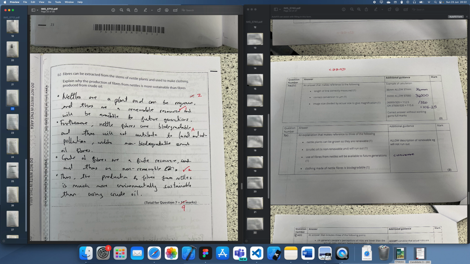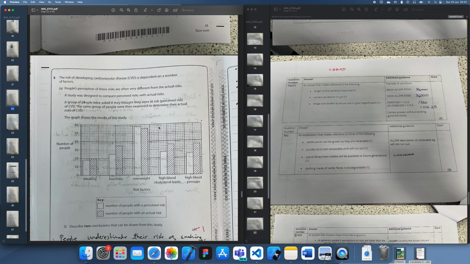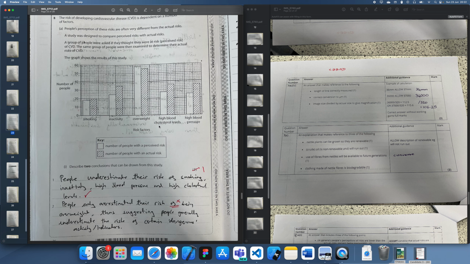Also didn't get the 4th mark. I don't think I said biodegradable. Oh, I did actually. More nettle fiber. But this time you had to say the clothing was biodegradable rather than the nettle fibers. So, you know, it's alright. That is why the biology mark scheme is so notorious.